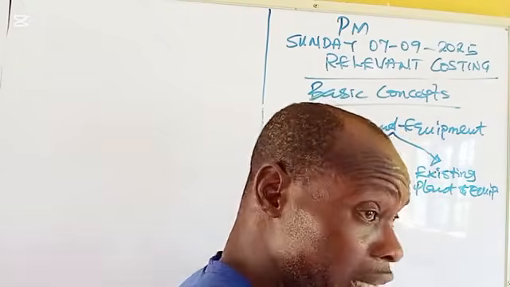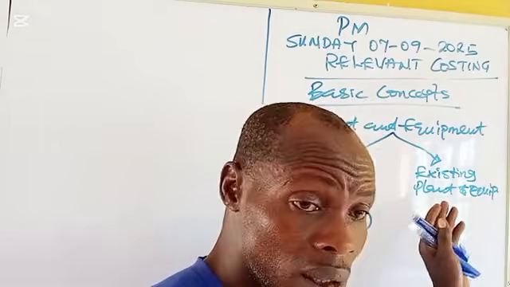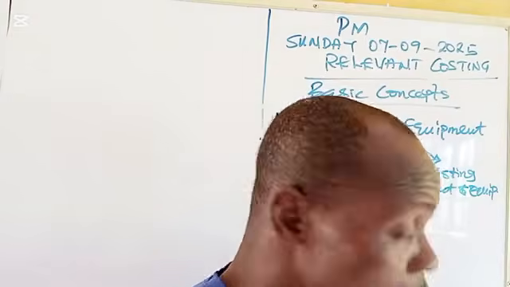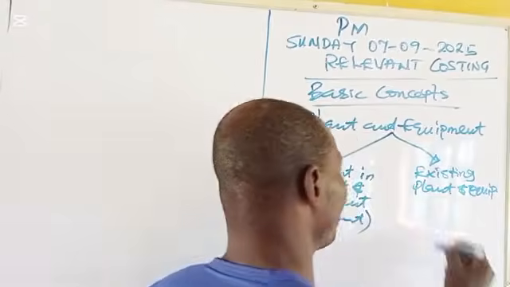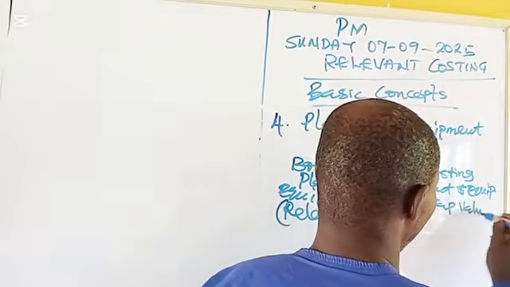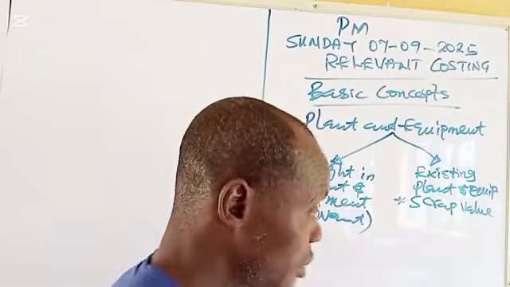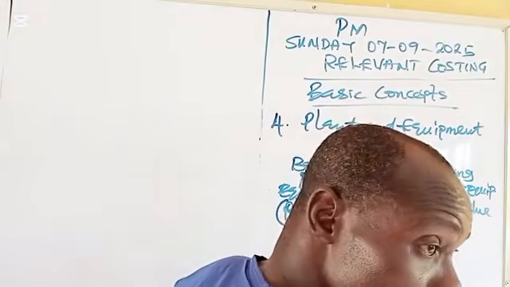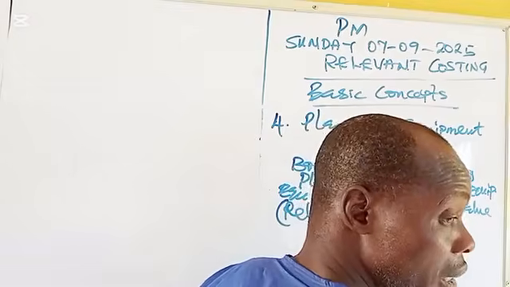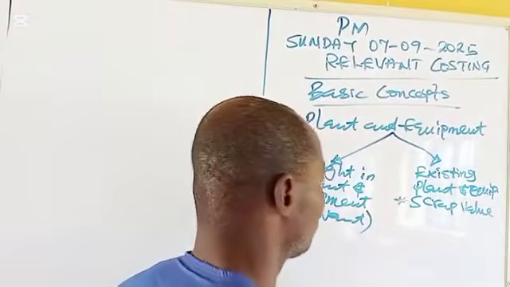It's just an accounting derivative. It does not involve cash flows, so it is not relevant. But we have the scrap value. The scrap value of existing plant and equipment is the amount you can sell them for if you no longer need them, so it should be treated as what? A relevant cost for decision making.